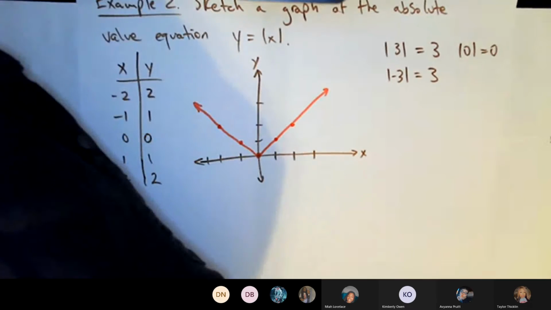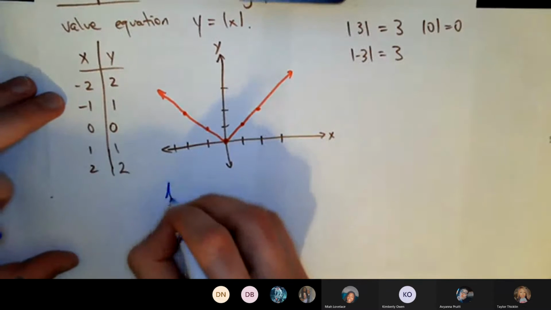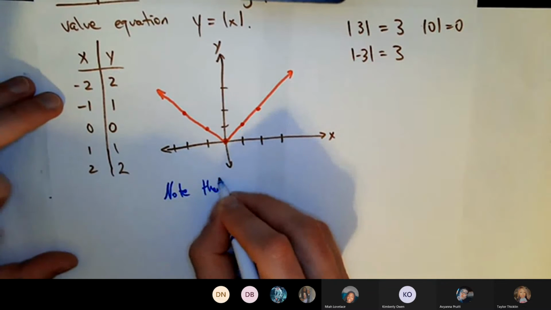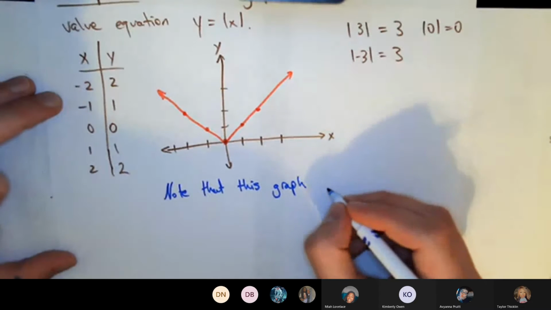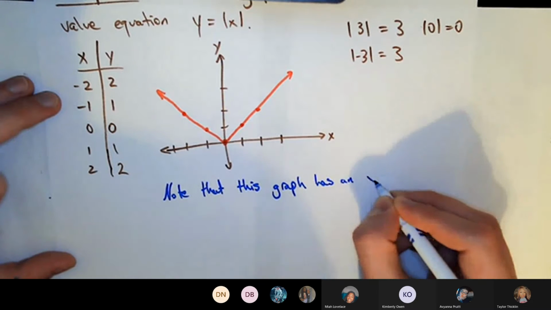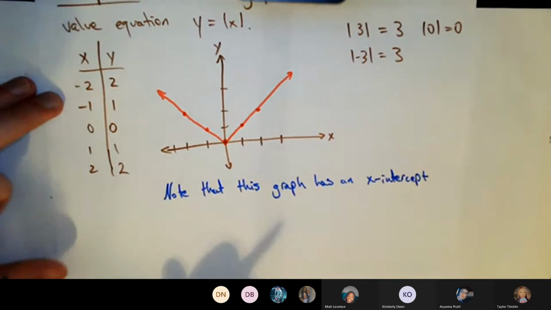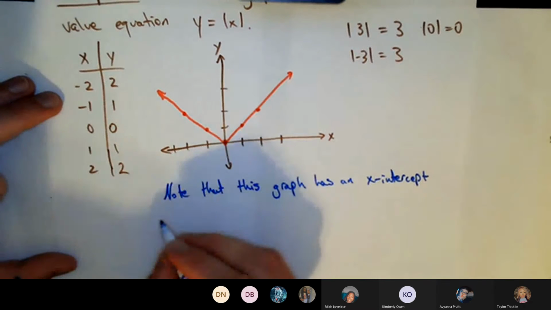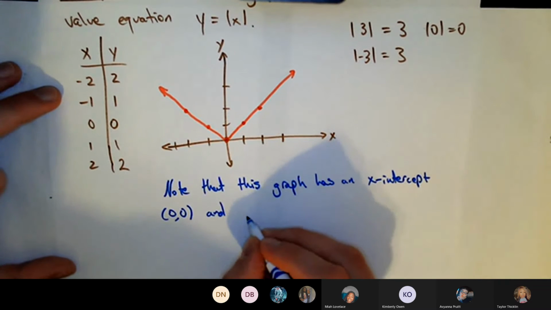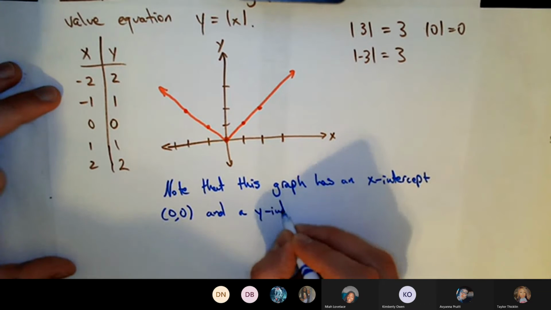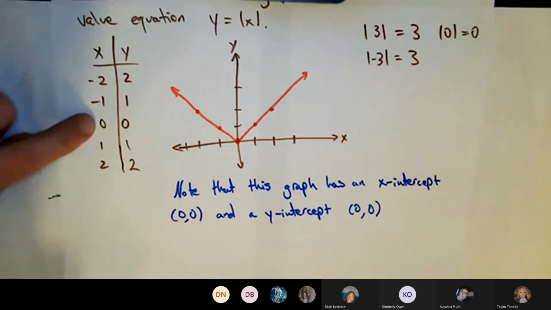Let's make a note about the x and y intercepts. Does it have any x and y intercepts? Yes. Note that this graph has an x-intercept. An x-intercept should be the point where the y value is 0, and that's this one. So it has an x-intercept and it's 0, 0. That's fine. And a y-intercept, but it's 0, 0, because a y-intercept should have an x value of 0.